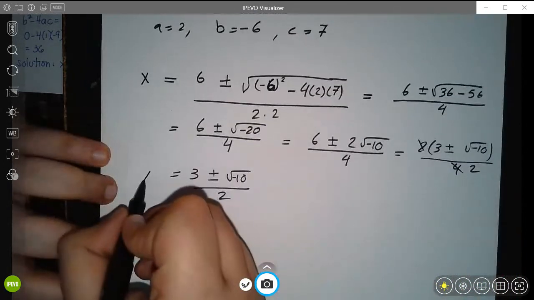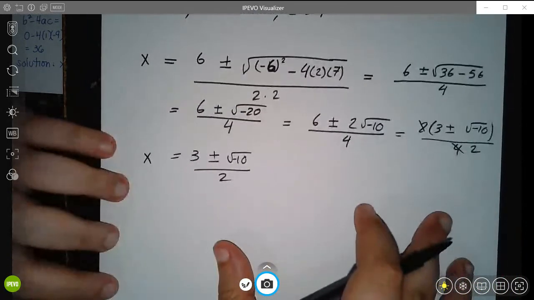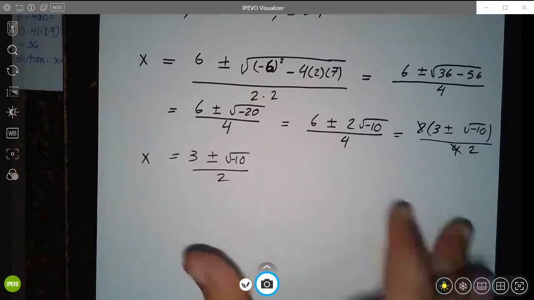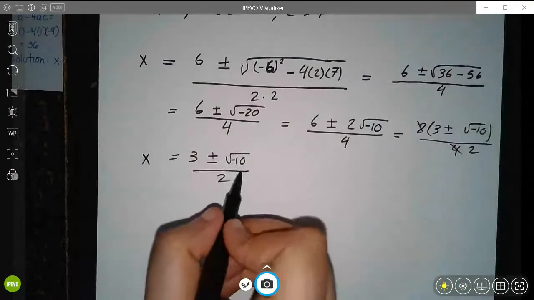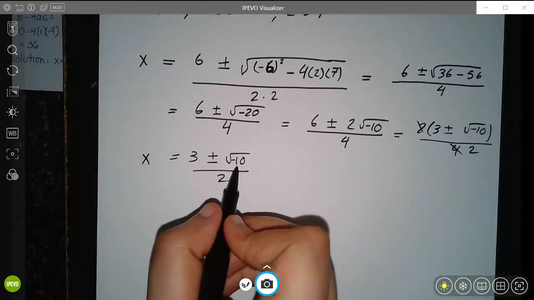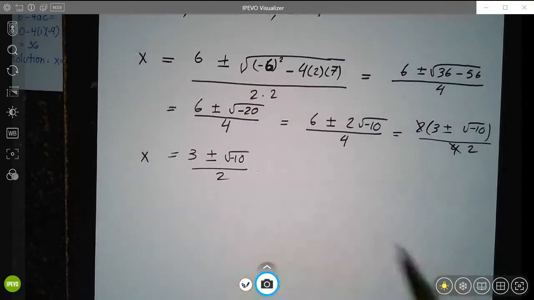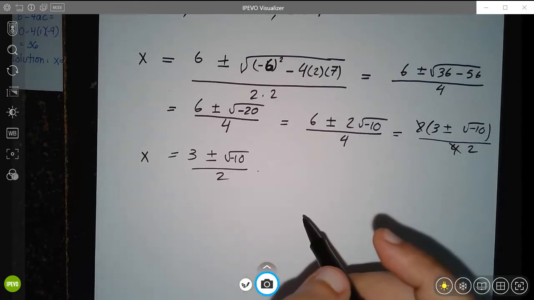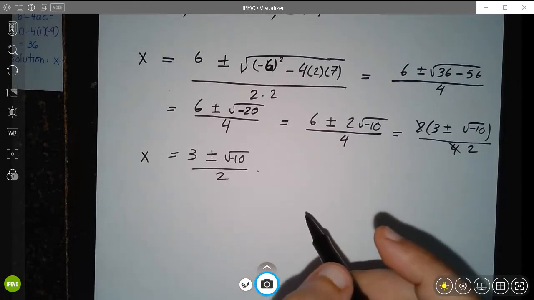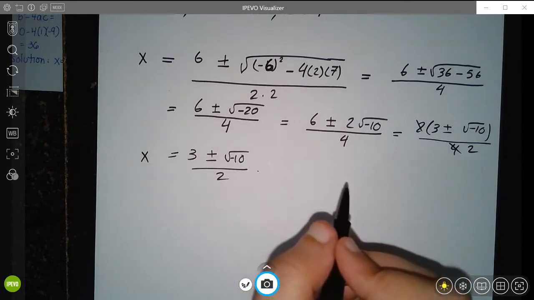That's your answer. Two values, one positive, one negative. But since we have a negative under the root, you already know that this is going to be complex. But since I'm not covering that section, this is where we're going to stop. So if this looks different from the solution in the notes, it's because in the notes I usually cover complex numbers.